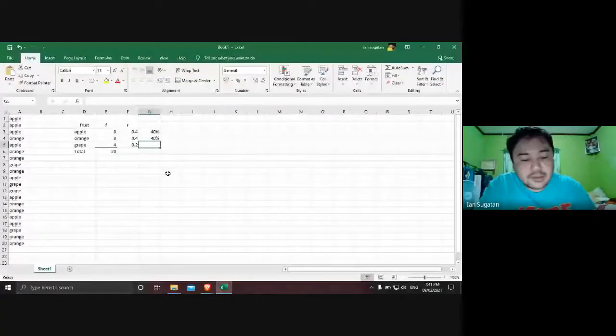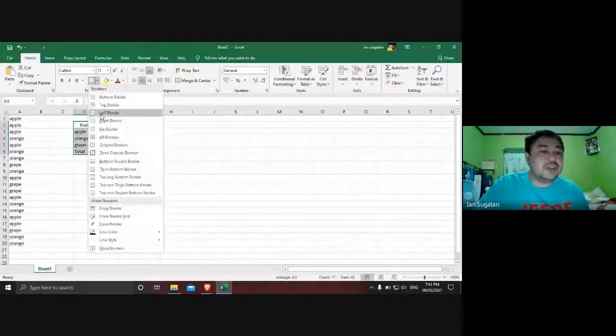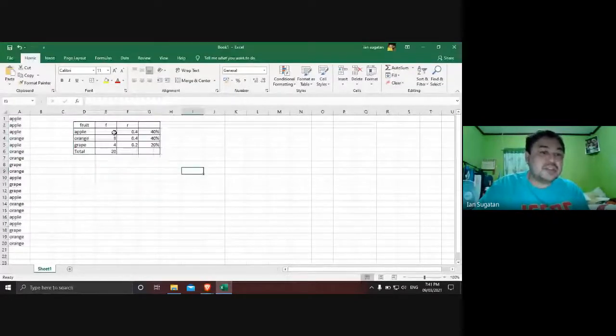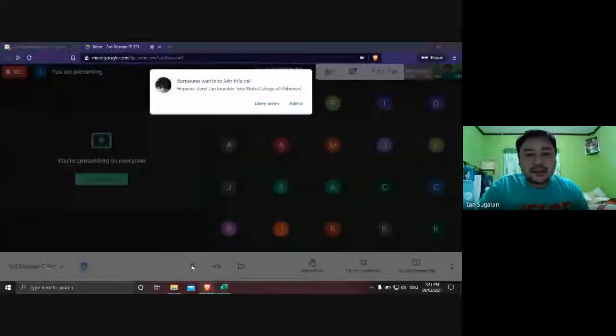So the table depicts the totality of how many values there are on an absolute frequency, which is F, and then the relative frequency, which is R. Okay? So do you get the idea, students? Do you have any questions?